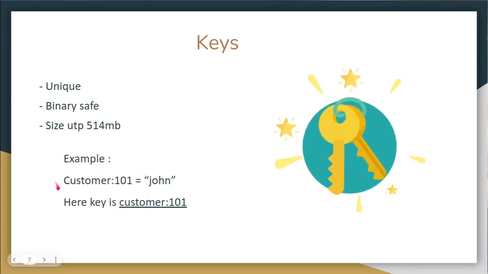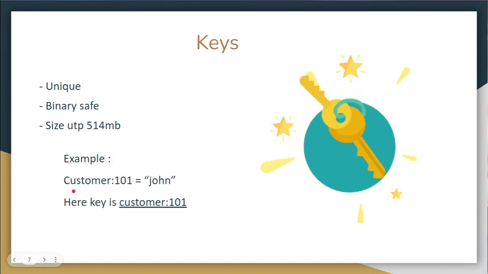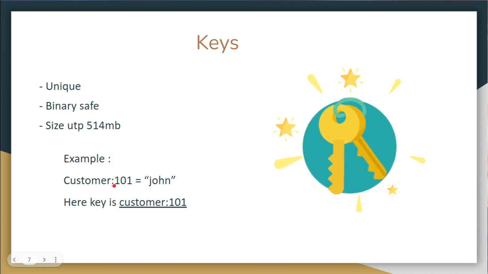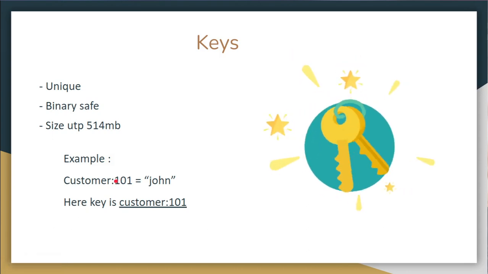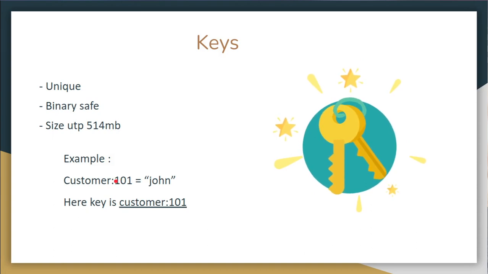If you see here, the key is customer 101. This is the property which should always be unique. A better key always gives a faster result, and you can easily identify the result properly. If you just give random UUIDs or unique values like 1, 2, 3, 4, 5, that is not meaningful. A key should always be meaningful. It should be kept in an expanded way.